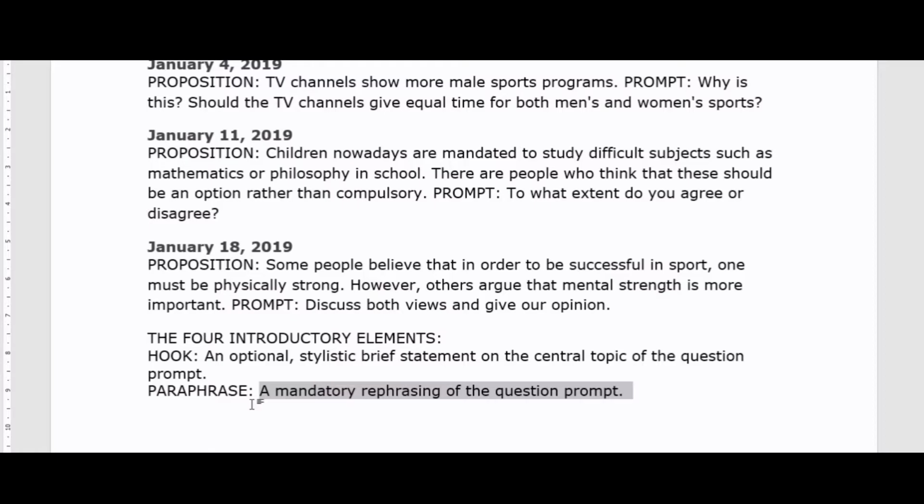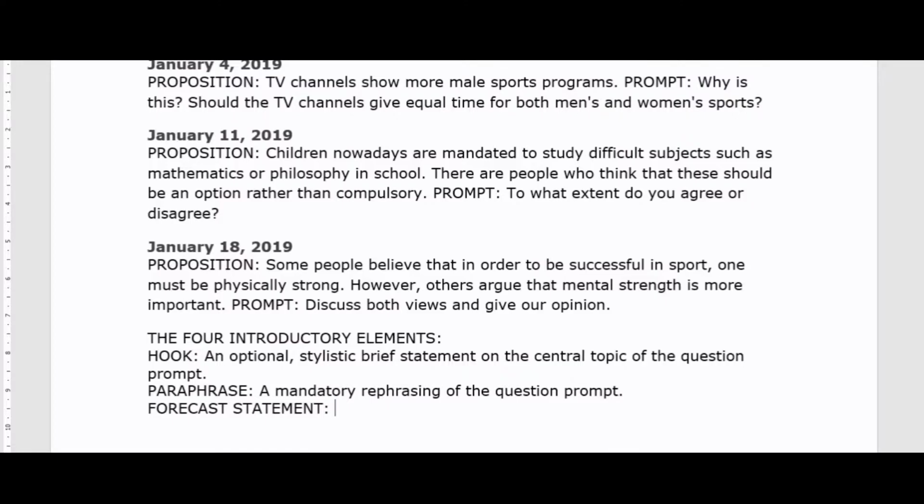Remember that the assumption is always that the reader knows nothing about the question prompt that you're about to write. So it is through the paraphrase where you now educate the reader as to exactly what the essay will be discussing. Okay, we will now move on to the next element, which is the forecast statement.